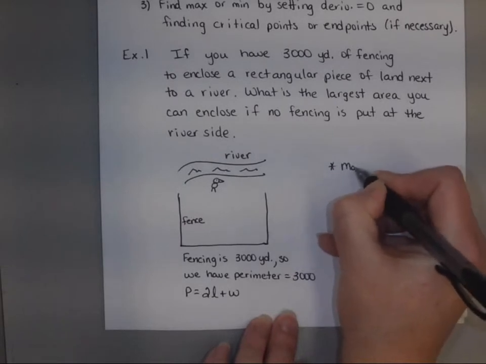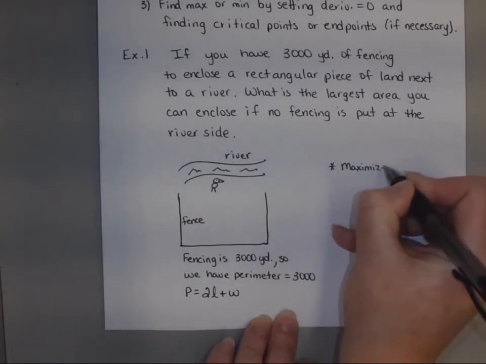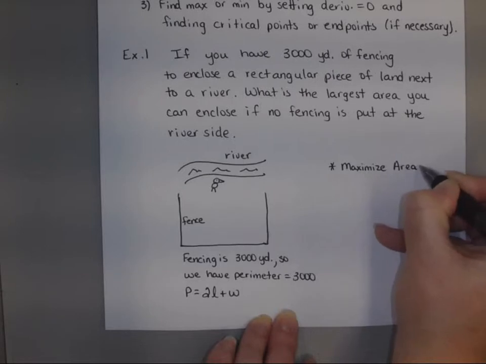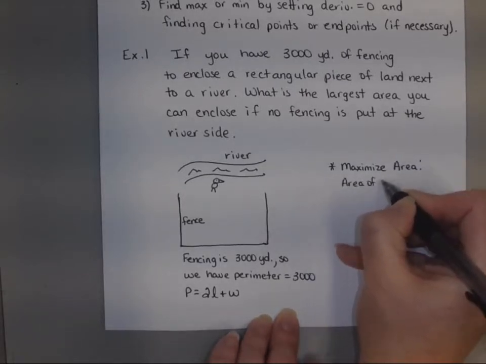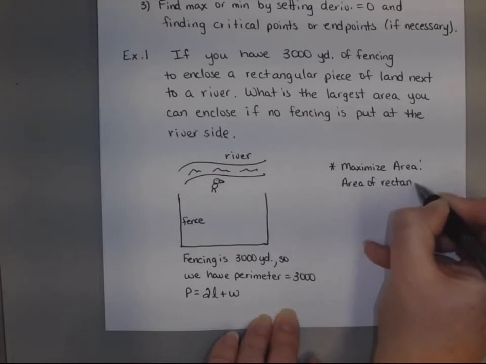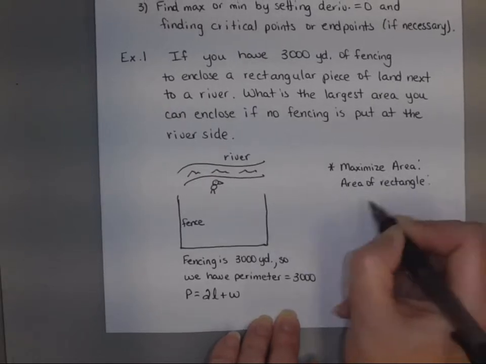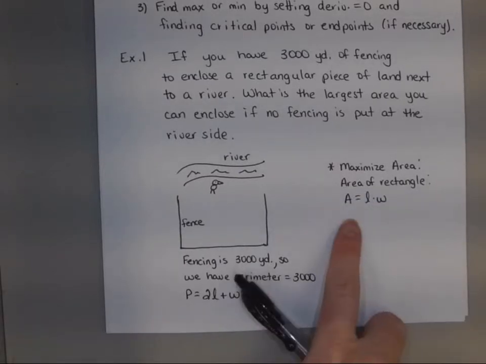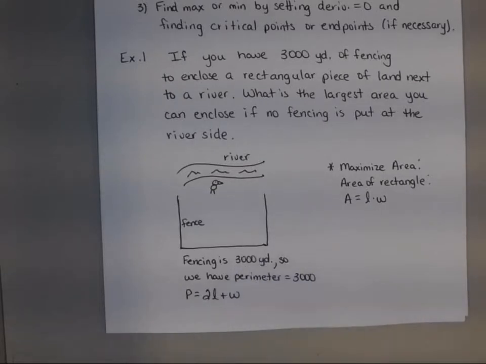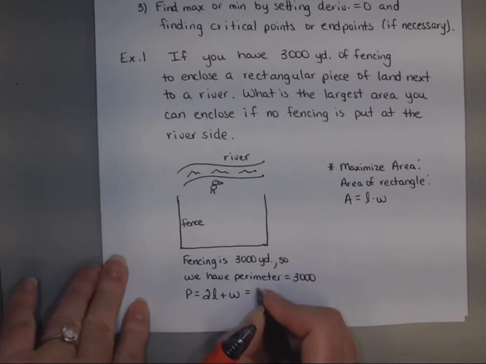But what are we actually trying to maximize or minimize? We're trying to maximize area, right? And what's the formula for area of a rectangle? Length times width. Okay, so what's the problem with me just finding the derivative of this right now? How many variables do I have? 2. How many do I want to have? Only 1. Okay, so I'm going to take my equation over here that I know something about, and I'm going to first plug in 3,000.